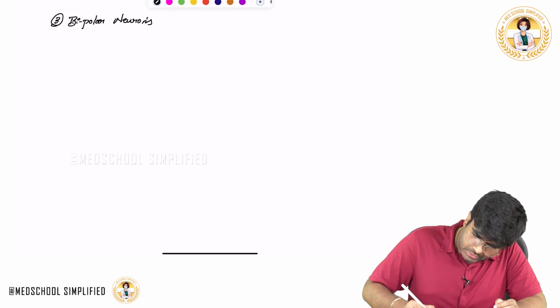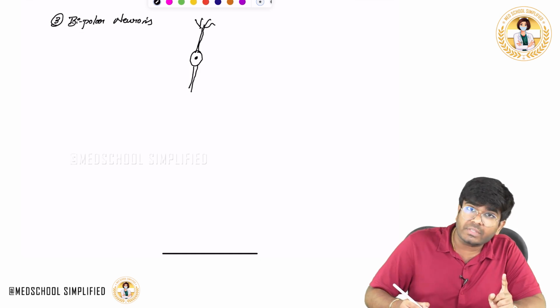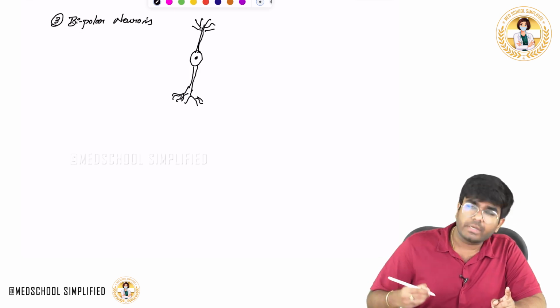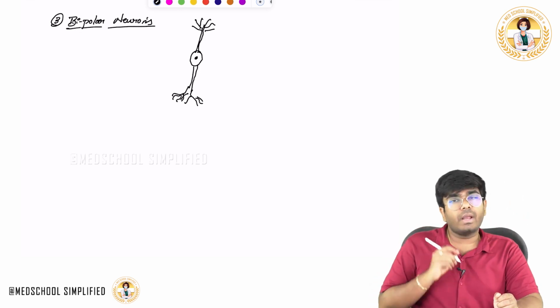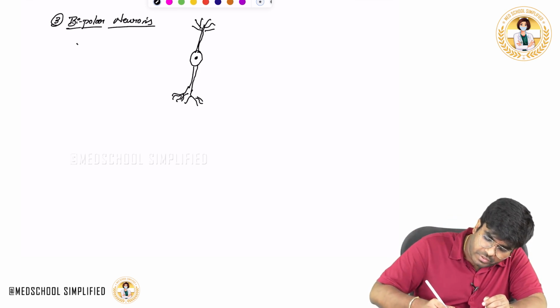In bipolar neurons, look here, here is a cell body, there is one extension going in this direction, and two processes, means directly from the cell body, two processes are coming. Here are dendrites. So such neurons are called bipolar neurons. Where are these bipolar neurons present? These bipolar neurons are present in this FMGE question and NEET PG question. They are present in retina.